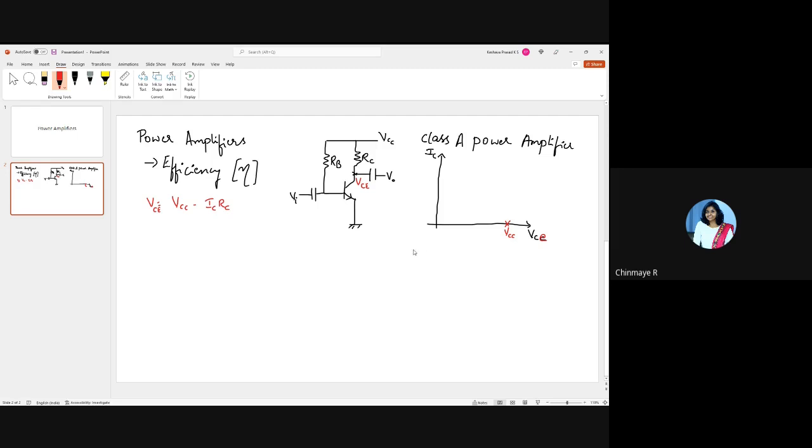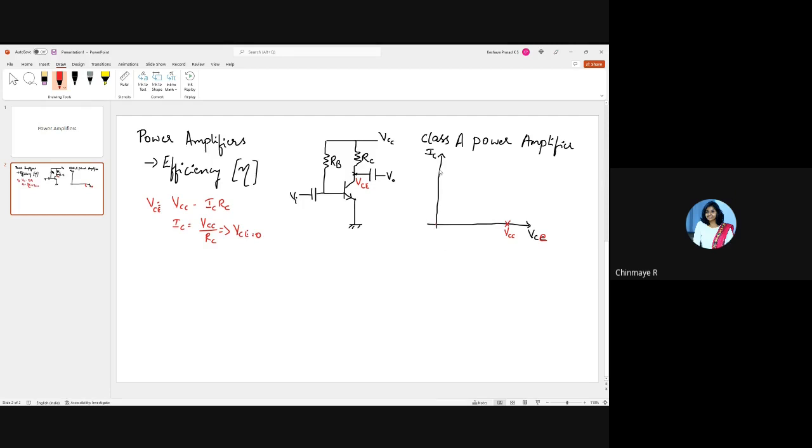Theoretically, what is the minimum value it can take? Zero, right? So when will VCE be equal to 0? VCE will be equal to 0 when IC is equal to VCC by RC. So in this case, VCE is equal to 0.